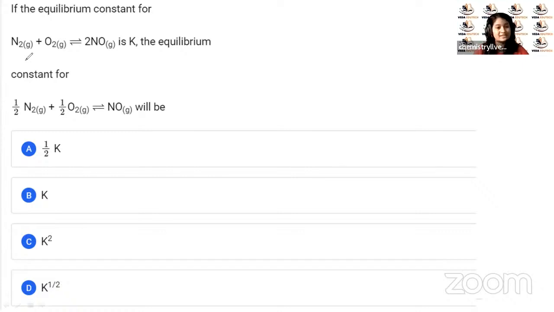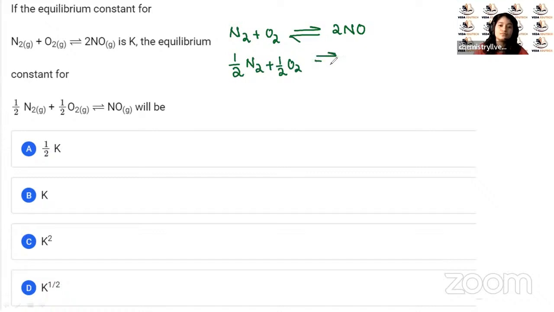Option C. Okay, option C. Let us check. What is given? N2 plus O2 give rise to 2NO. So in the equation it is given to us N2 plus O2 give rise to 2NO. And what have we done here? Here we have done half N2 plus half O2 to NO, right? So what did we do here, children? How do you know what you have done? You see where 1 is there. Here 1 is there and here 1 is there.